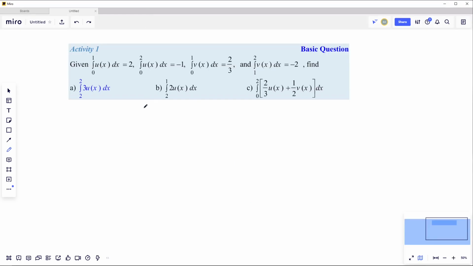Okay, so for this one you need to manipulate the integrals. Each one has its own special things, and for a function you're only given 2 limits, or like 2 definite integrations. So let's start with part A.